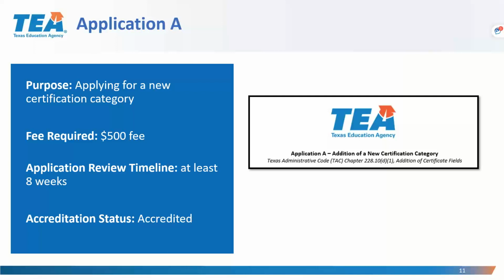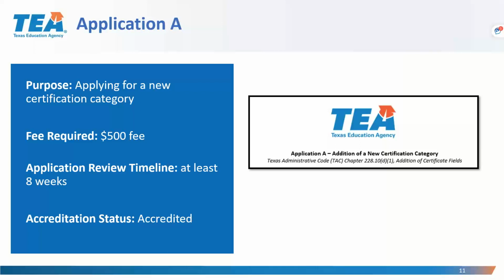The purpose of Application A is to apply for a new certification category, which is a category within a certification class, such as the Science 7 through 12 Teacher Certification category in the Teacher Certification class. Per 19 TAC 229.9, there is a $500 fee required for this application. The review timeline for this application is at least 8 weeks from the time the application materials and application fee are received at TEA. This allows time for 2 program specialists to conduct a thorough review.